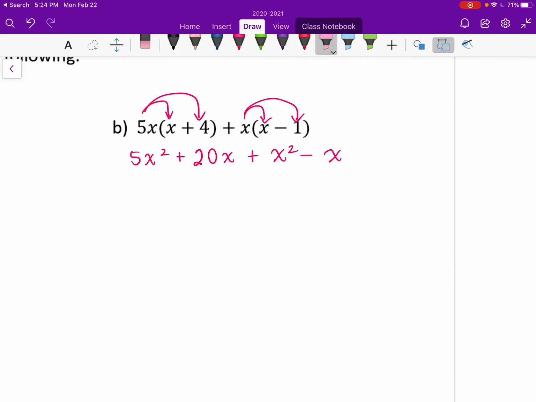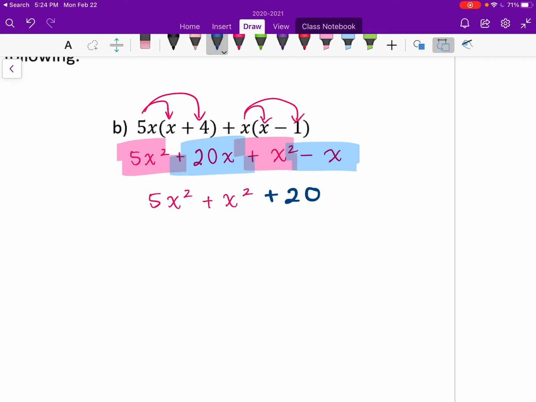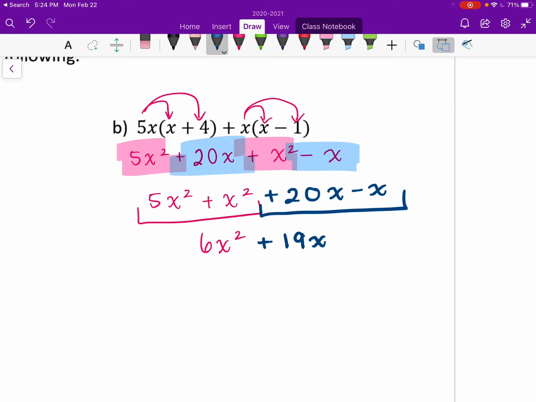So now let's just go collect our like terms. We have 5x squared and we have positive x squared. Right? So you can rewrite this as 5x squared plus x squared. Right? And then I can take the positive 20x minus x. And if you want, I have no problem with you rewriting this. Let's go collect these like terms here. 5x squared plus x squared is going to be 6x squared. 20 minus x over here is going to be positive 19x. And that is my answer.